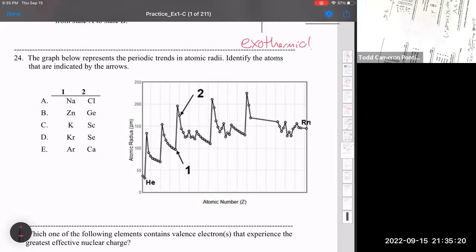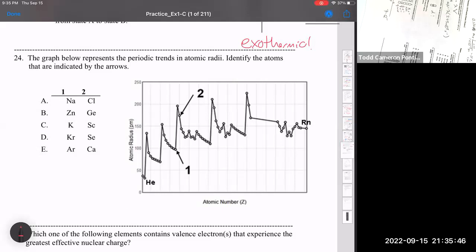The reason why we have these spikes is because atoms are a lot like onions, or they're a lot like parfaits. They have layers. And when you work your way down to the next row, you add a whole new layer to your atom. So we add a layer, and then it gets smaller. Then we add a layer, and then it gets smaller. Then we add a layer, and it gets smaller. The transition metals do weird things, add a layer, et cetera.